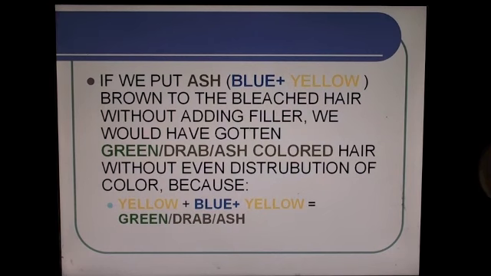If you don't have a glaze, which is demi-permanent color, you can make one from a permanent color. Take a red, add 5 to 10 volume peroxide, and that becomes a demi-permanent color. But my preference is demi-permanent, not forcing the permanent to correct this problem.